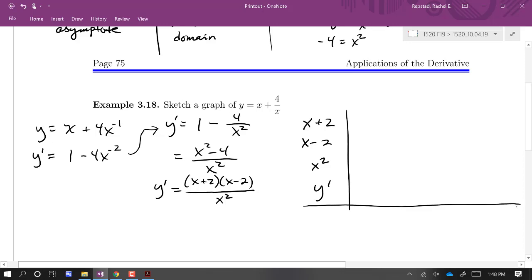Critical values: -2, 2, and 0, because critical values happen not just when the derivative is 0, but anytime the derivative is undefined. If x is 0, that makes this undefined. So I'm going to use all three of these when I make the sign chart. Got to put them in order: -2, 0, 2.